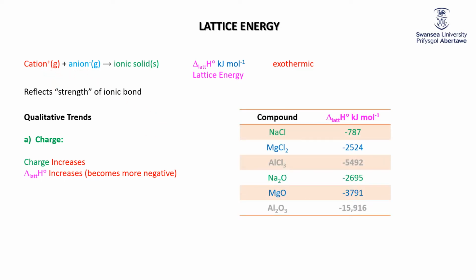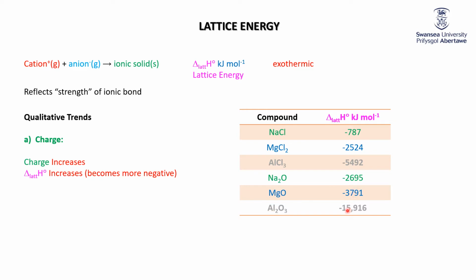And if we look at a little table of these things, so we've got a bunch of chlorides here, Na+, Mg2+, Al3+. As the charge on the cation increases, delta H becomes more negative. And then I've also got some oxides here, so again Na+, Mg2+, Al3+. You can see that as we go 1+, 2+, 3+, the lattice energy increases quite significantly.